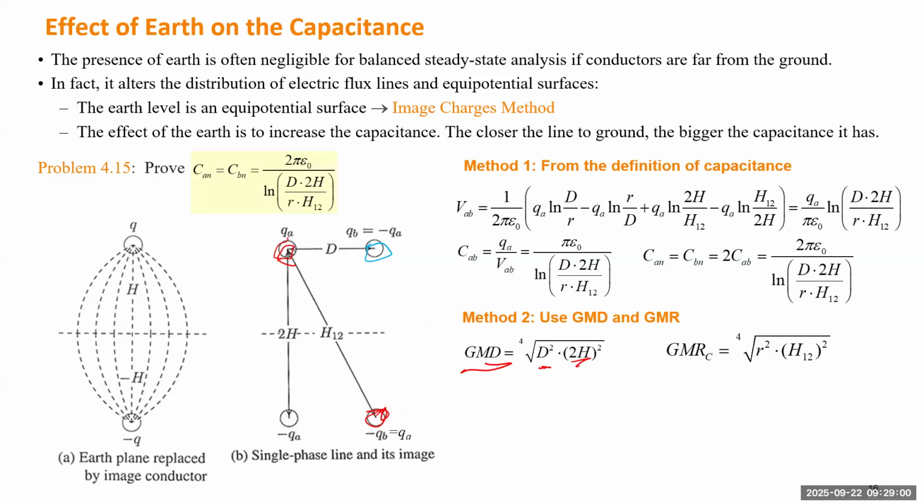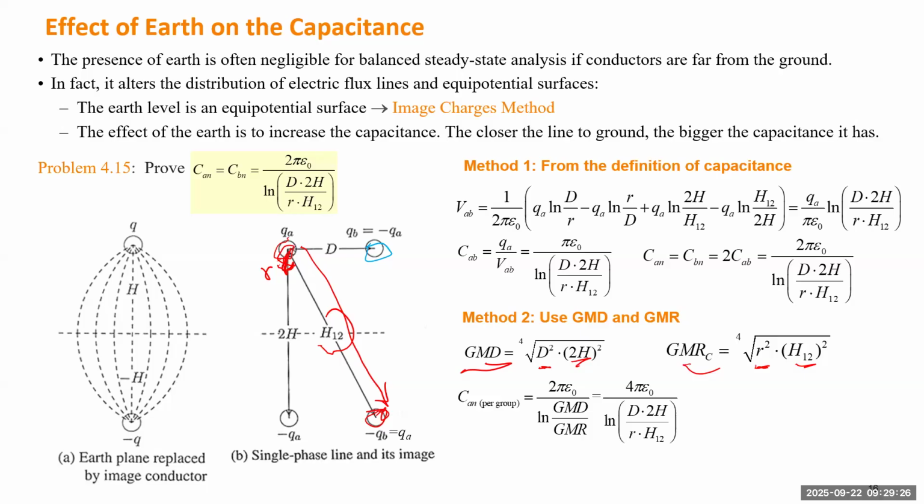For instance, if we choose the red group, we have the radius on its own, and we have the distance, which is 2H, H12, right? So then we move to the next conductor, we'll have the product of 2 Rs and the product of 2 H12, 2 diagonals. So they will be GMRC.